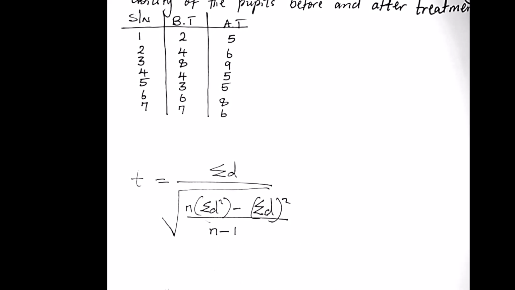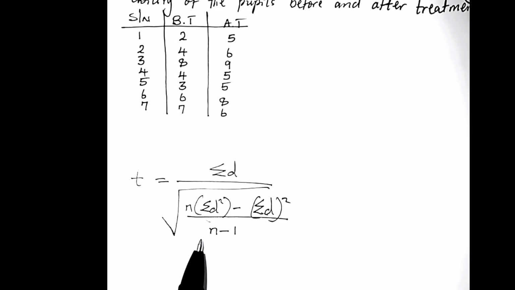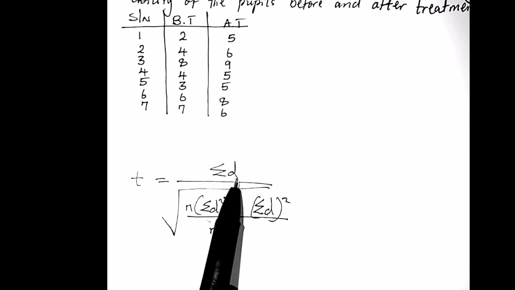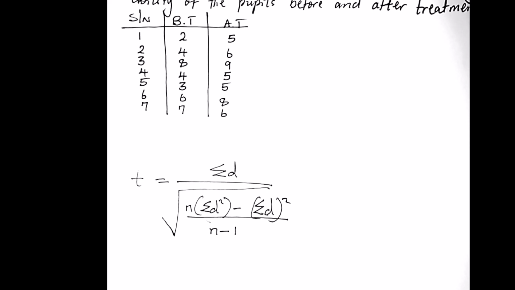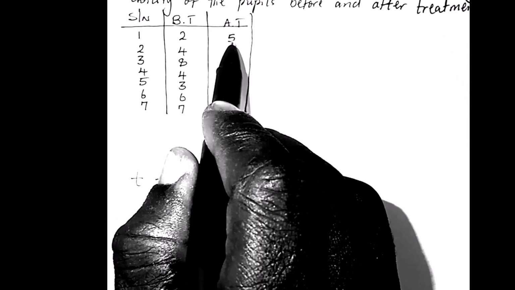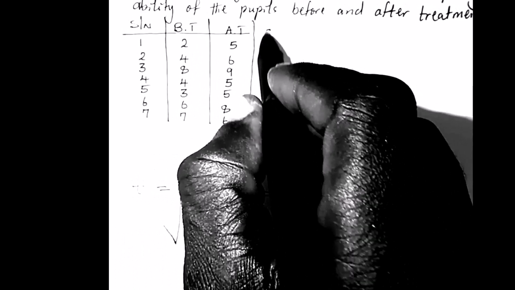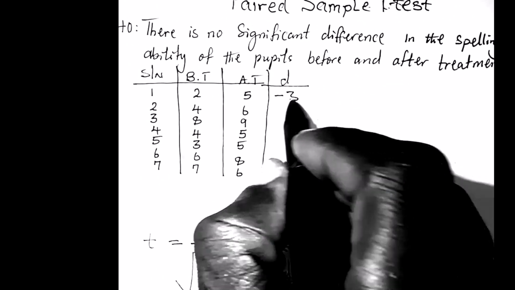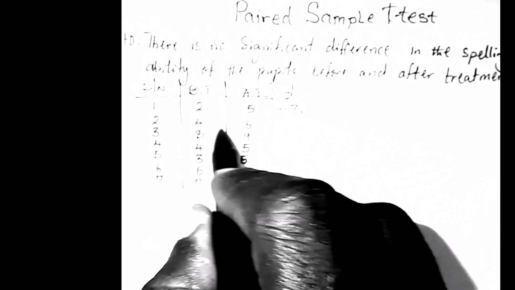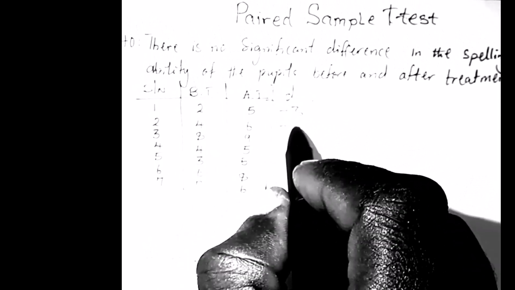Now, going by this formula for paired sample t-test, we are to compute our difference, and we compute also the squared difference. Then we substitute our values into this formula, then we'll get our t calculated. So to get our difference, subtract 5 from 2, then we'll have, if this is d for difference, minus 3. Here 4 minus 6, then we'll have minus 2.